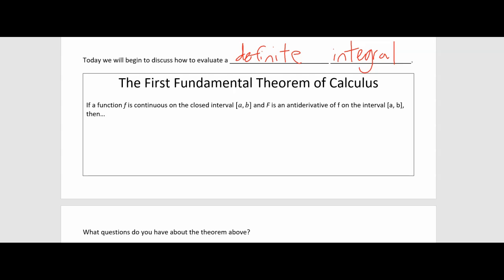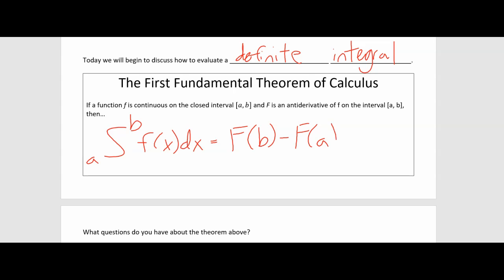So the first fundamental theorem of calculus. If a function f is continuous on the closed interval a to b, and capital F is an antiderivative of f on the interval a to b, then the integral from a to b of f of x dx is equal to the antiderivative evaluated at b minus the antiderivative evaluated at a.